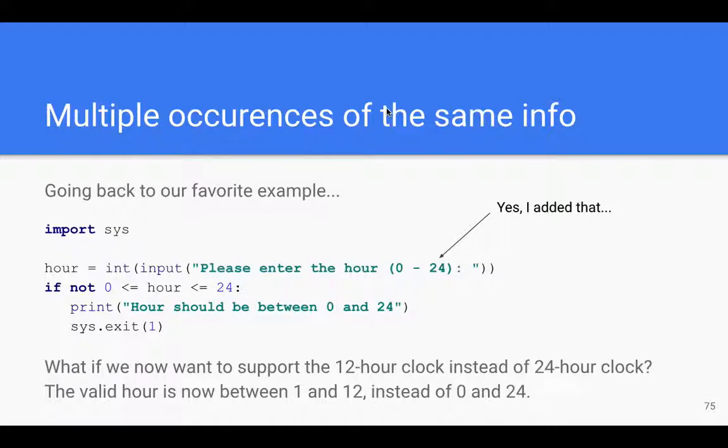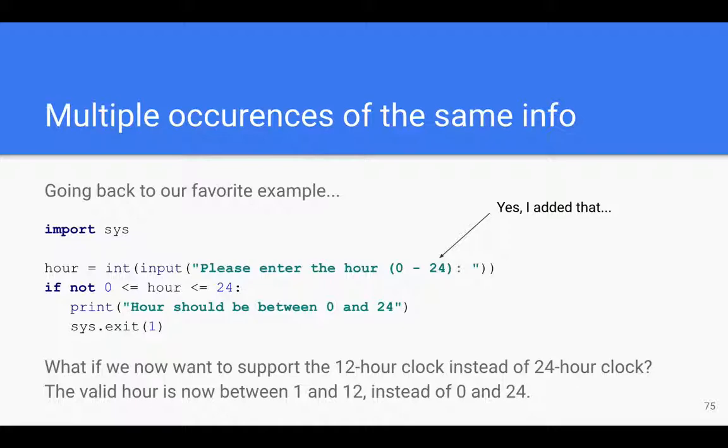Now, this program, the original requirement was to support a 24-hour clock. What if at some point we change the requirement for the program and now we want to support a 12-hour clock? There are quite a few differences between the two. One of the major ones is the valid hour in a 12-hour clock is between 1 and 12, not 0 and 24 as before.